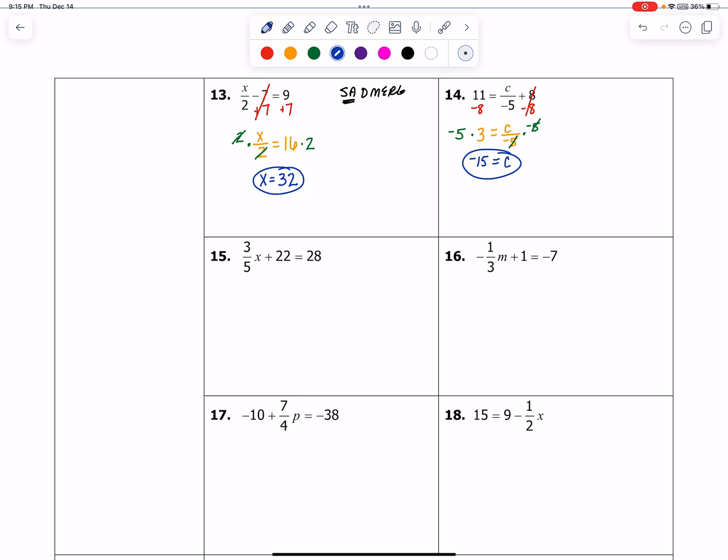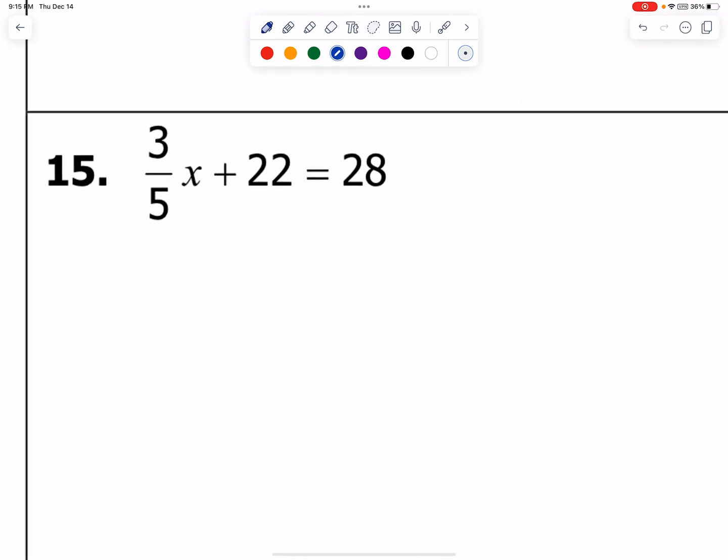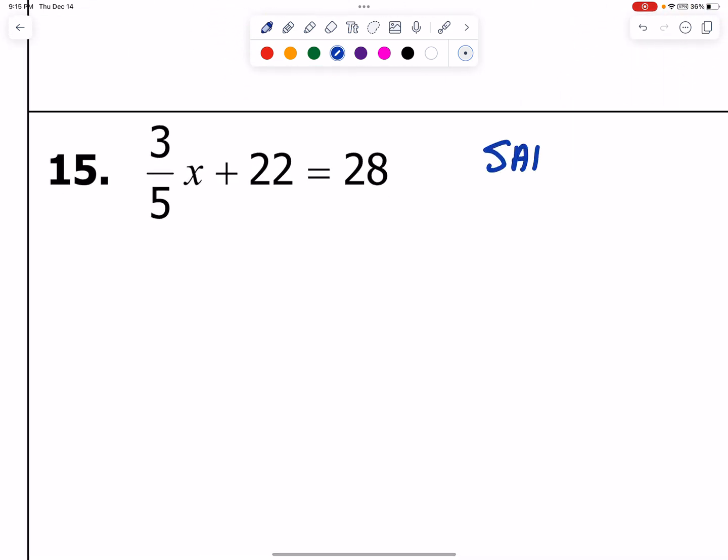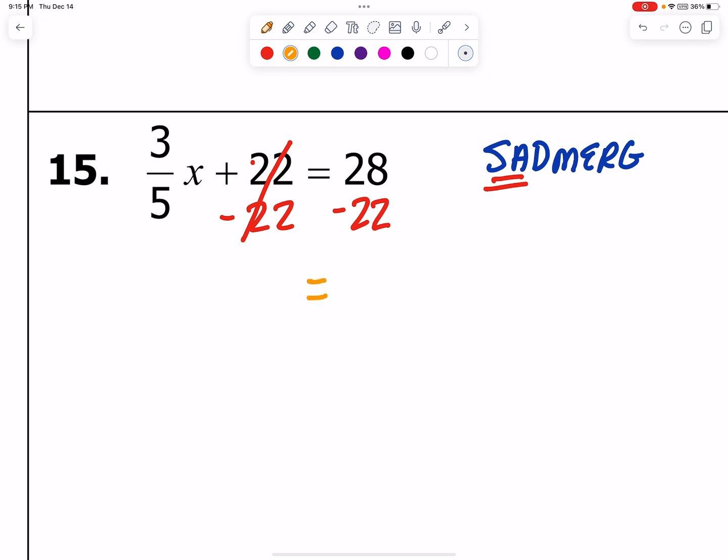All right, here we go, 15 and 16. We have some more fraction stuff here, so let's see how you do. All right, SADMERG. You're doing good here. What's first? Any addition, subtraction? Do you see any? So we have a positive 22. What are you going to do? Subtract 22, good, to both sides. Physically cross that out, and now write down what you have. Here's my equal sign. So 28 minus 22 is a positive 6. And then we have 3/5 x.